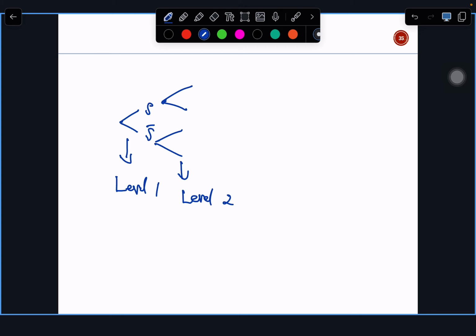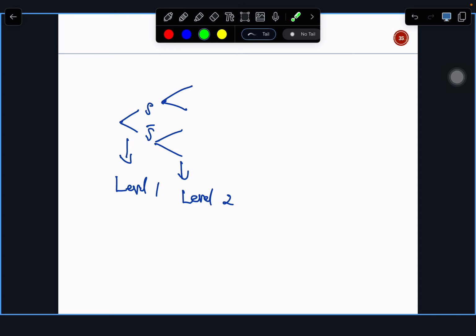So here we have two levels. This one is level 1, and the second one is level 2. And at each level we have two branches. S here is an event, so we have to identify the event. That's why last lecture I emphasized, define your event, because we want to use the capital letters on our tree diagram.